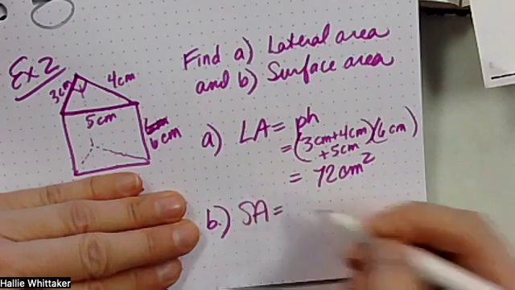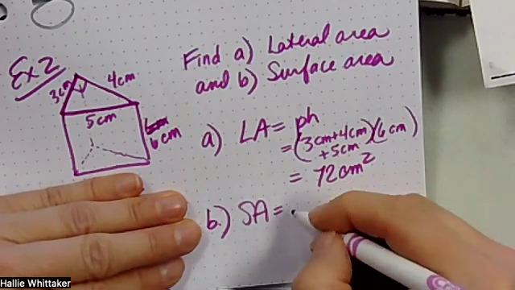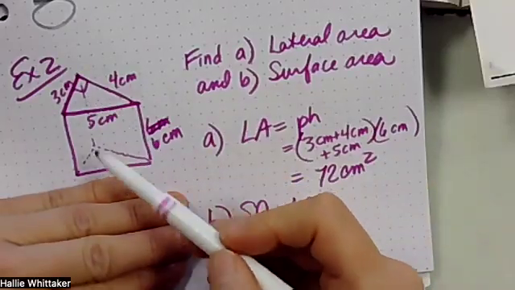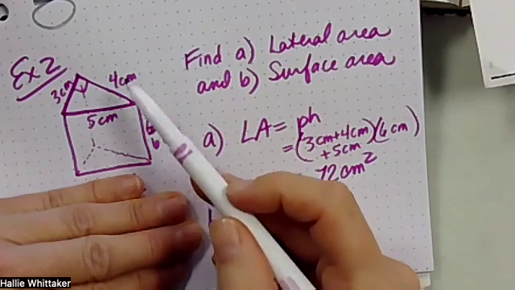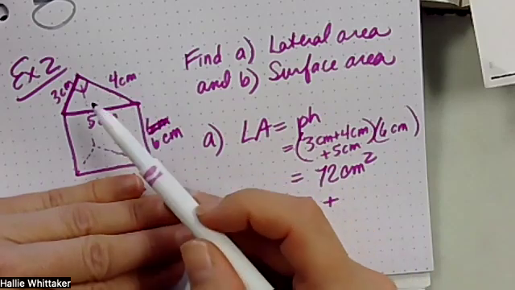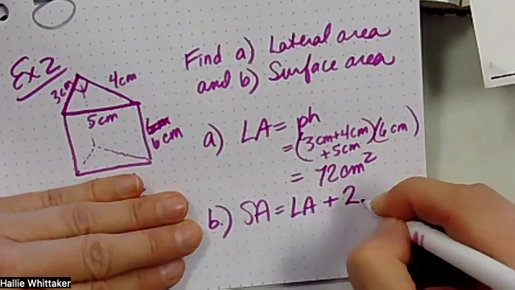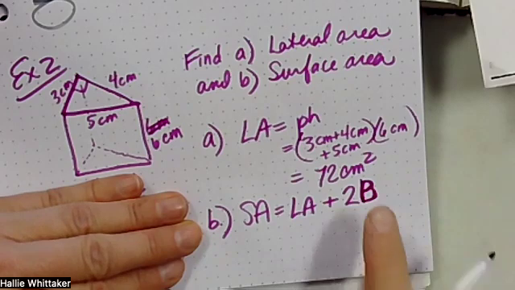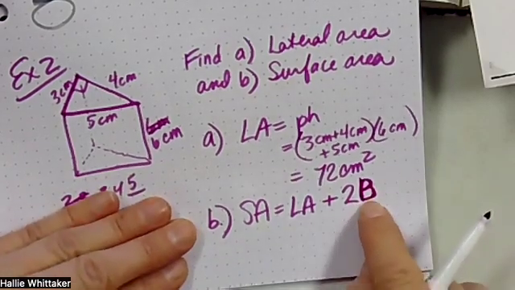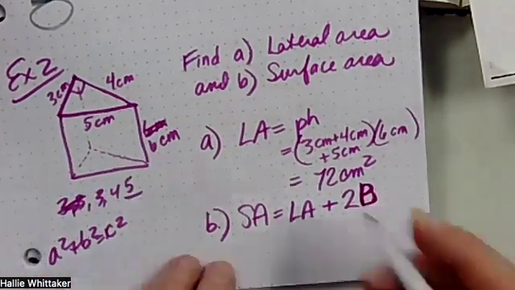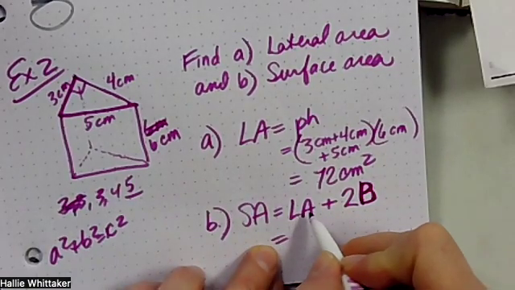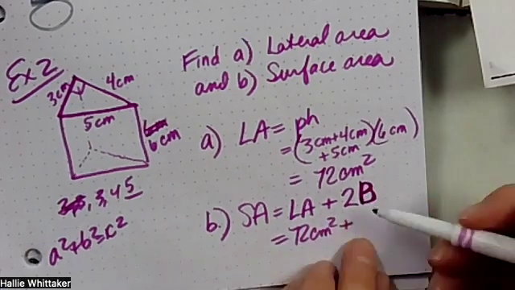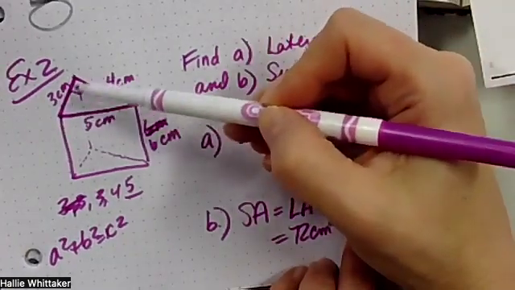Now the surface area is going to be the lateral area plus how many bases do we have? Say it out loud, y'all. How many bases? 2. You got it. So it's 2. The capital B, remember, means area of the bases. So we've got the lateral area. What was it? 72. Okay, we got the sides. Now we need to focus on getting the area of the 2 bases.